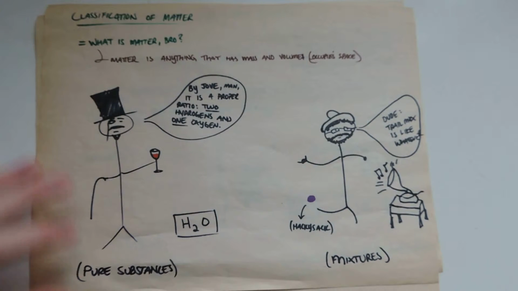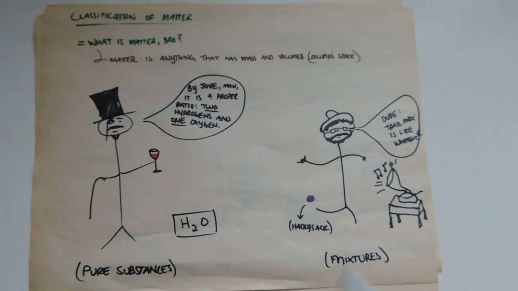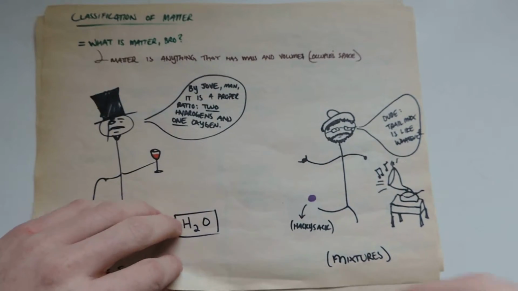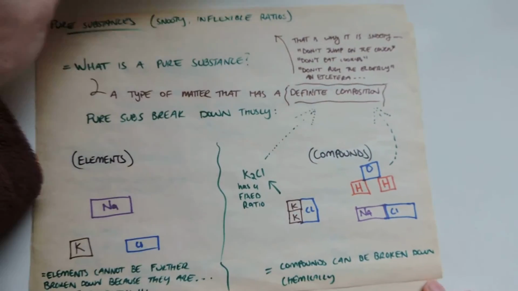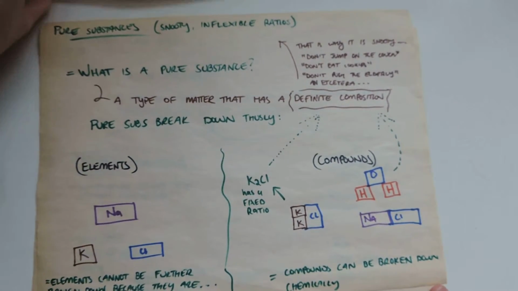Pure substances are kind of like the snooty guy who's like, by Jove, man, it is a proper ratio, 2 hydrogens and 1 oxygen. This will make more sense later. And then there's this hipster dude with the sombrero, and he's saying, dude, trail mix is like whatever. That'll make more sense later too. Alright, so I'll come back to these periodically. First we're going to start with pure substances, which is the snooty guy.